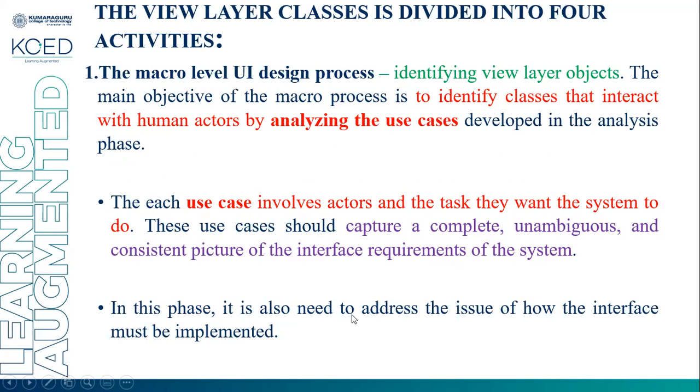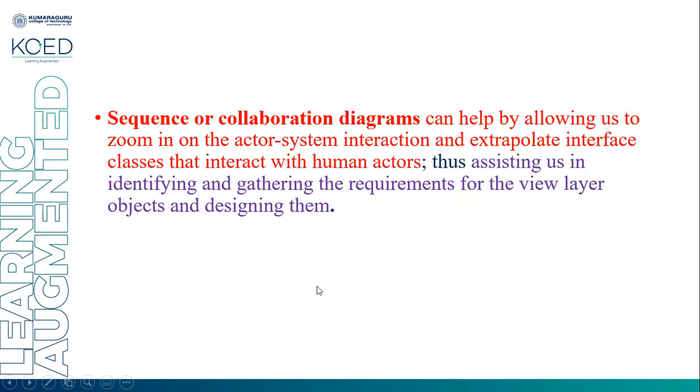In this phase, we also need to address the issue of how the interface must be implemented. Sequence or collaboration diagrams can help by allowing us to zoom in on an actor-system interaction and extrapolate the interface classes that interact with the human actors, thus assisting us in identifying and gathering requirements for the view layer objects and designing them. So you have to explore the sequence and collaboration diagrams. You are able to identify the classes that belong to the view layer. This is also one way.